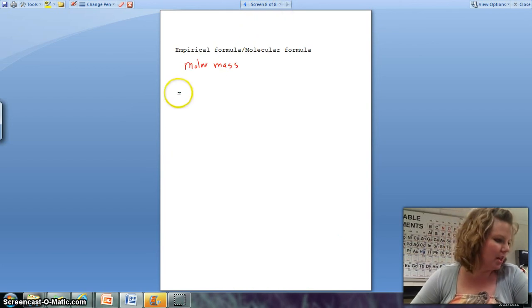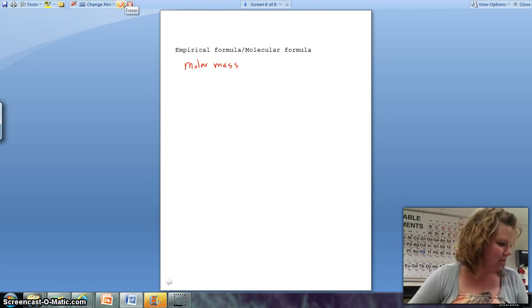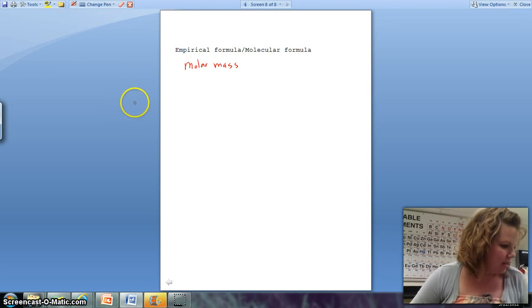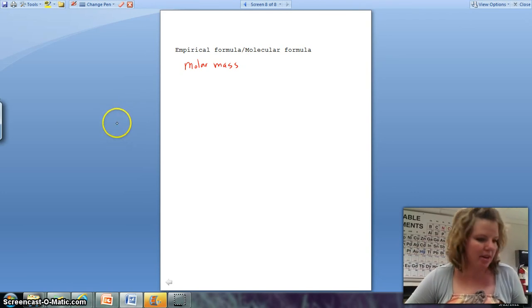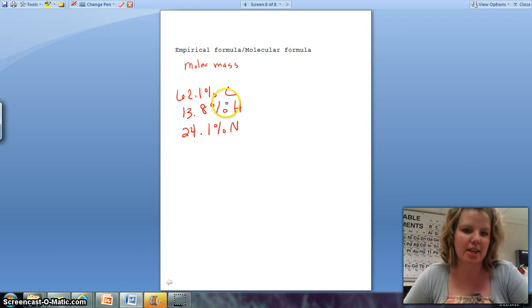Another example would be, actually let me do one of your homework problems, that way you guys can check and see if you're right. The last homework problem, number 37, says 1,6-diaminohexane is used to make nylon. What's the empirical formula of this compound? And it says you have 62.1% carbon, 13.8% hydrogen, and 24.1% nitrogen. Okay, so this is what they make nylon out of.